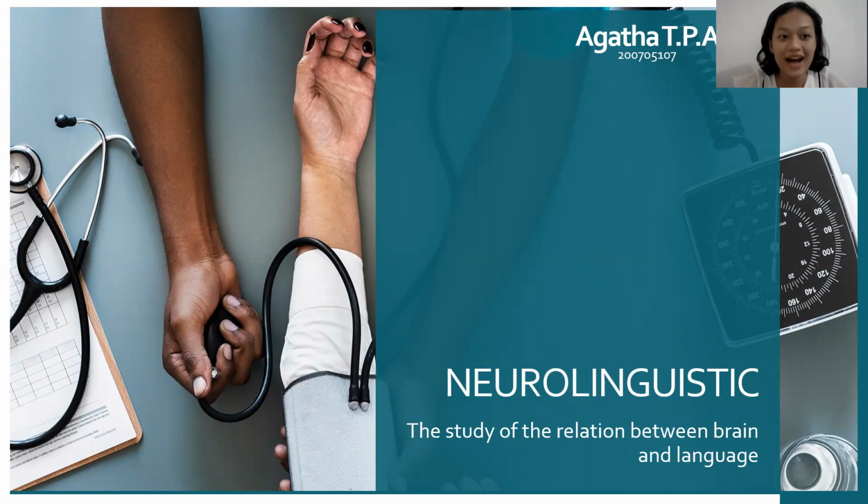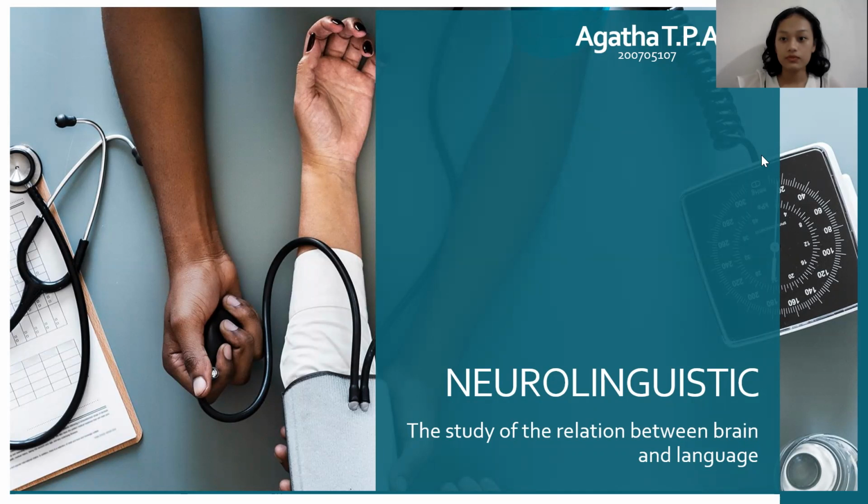So today I'm going to try to explain neurolinguistics. Neurolinguistics is the study of the relation between brain and language. It studies the relation of language and communication to different aspects of brain function. It's about how the brain understands and produces language communication. Neurolinguistics involves how the brain is structured and how it functions with linguistic theory.